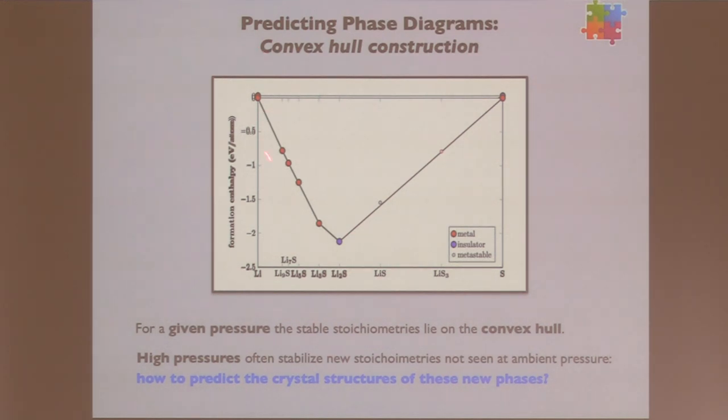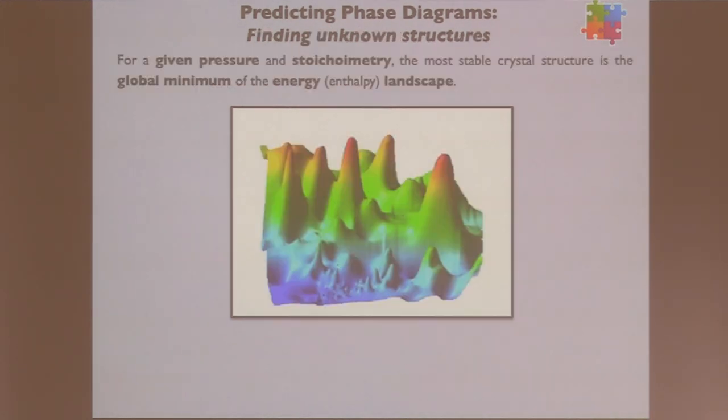So in order to construct this kind of curve, you need to solve another problem, which is to determine the crystal structure that your compound will acquire at this particular condition, so at this particular composition and at this particular pressure. How is this done? This is done by what is called crystal structure prediction. So the question that we have is, how do we find the crystal structure of a material if we don't know anything about it except for the composition and the pressure at which it will form?